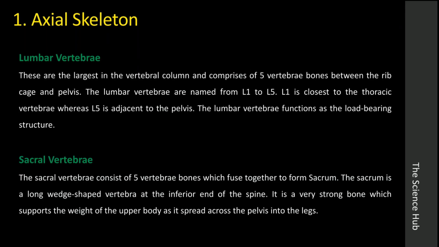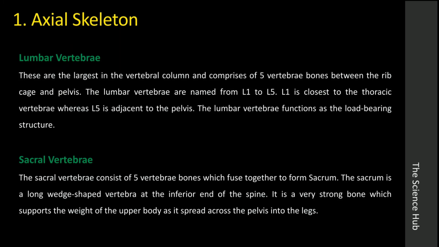Lumbar vertebrae. These are the largest in the vertebral column and comprise 5 vertebral bones between the rib cage and the pelvis. The lumbar vertebrae are named from L1 to L5. L1 is closest to the thoracic vertebrae, whereas L5 is adjacent to the pelvis. The lumbar vertebrae function as the load-bearing structure.